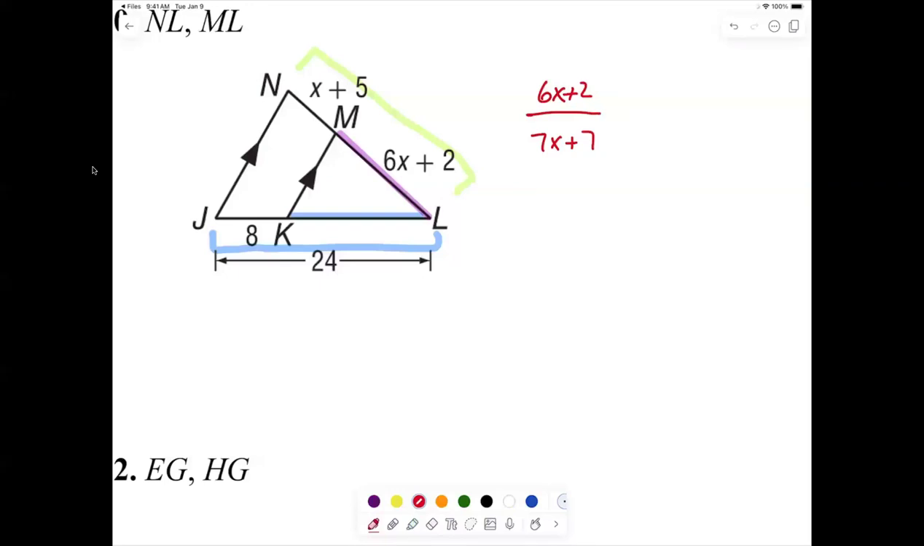It's the top triangle, top small over the top big. All right, so I have 6x plus 2 over 7x plus 7. Now I did the small triangle. Now I have to do the what? The large. So we're doing small to large. So the small bottom part of the triangle would be what?